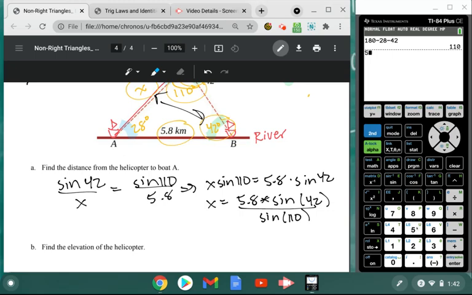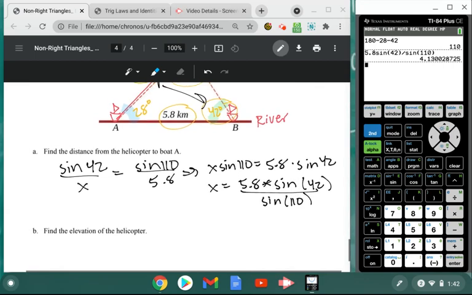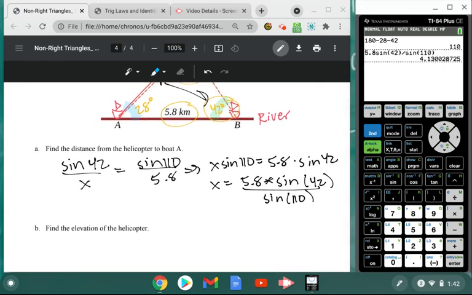Okay, so 5.8, and I'm still in degrees, so I'm good to go. So 5.8 times the sine of 42 divided by the sine of 110. And we get that length, which is 4.13, and this is kilometers. So x is about 4.13 kilometers.